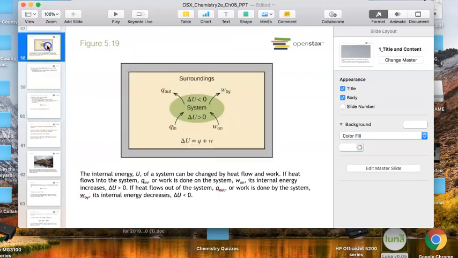Okay, if you notice here, heat is being released out to the surroundings, and also the piston is being pushed out. So work is being done by the system. And the opposite is true whenever you have positive internal energy. Heat's going in, and work is being done on the system instead of by the system.